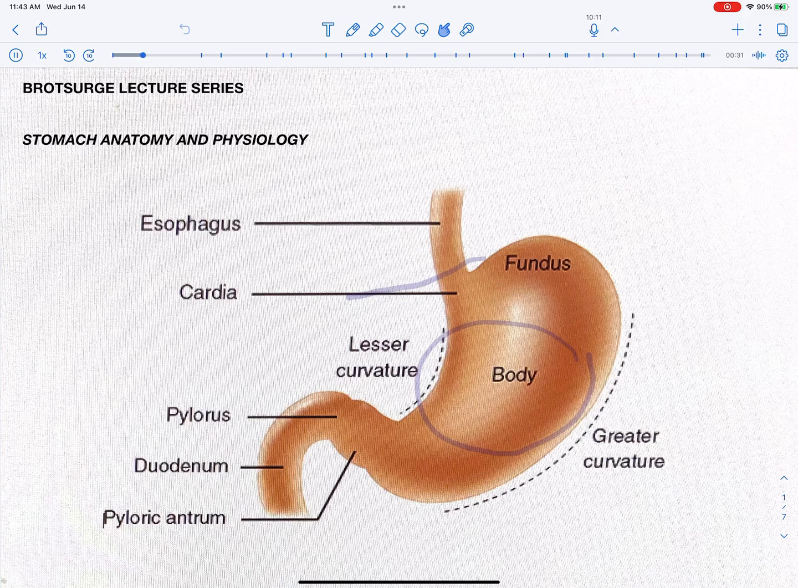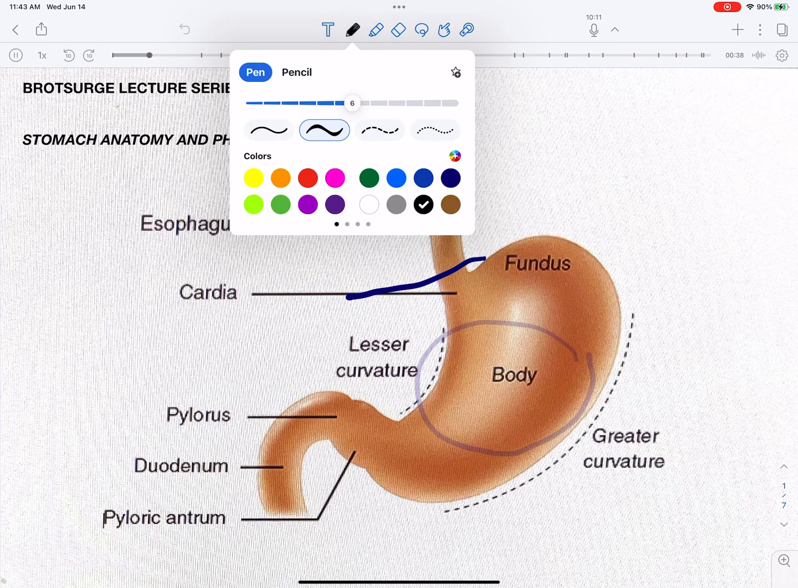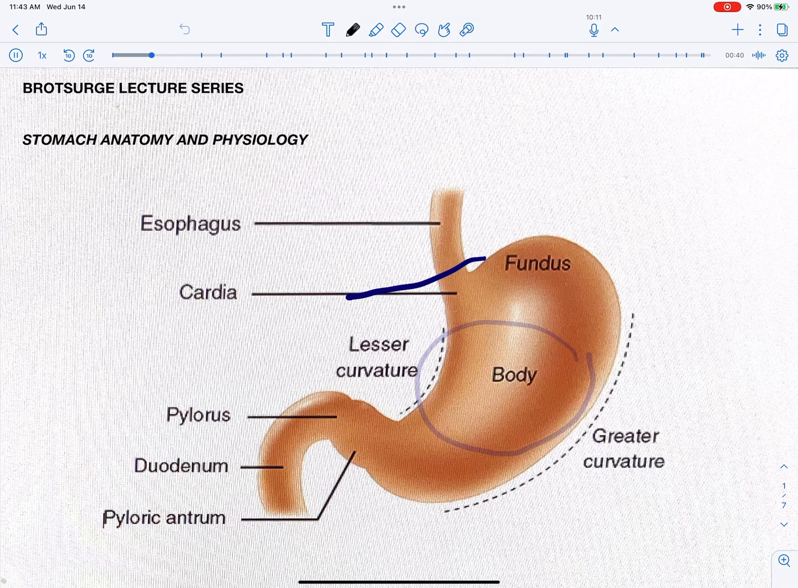The GE junction, which is here, is defined histologically as a mucosal change from squamous to columnar epithelium. It is a high-pressure zone known as the lower esophageal sphincter.